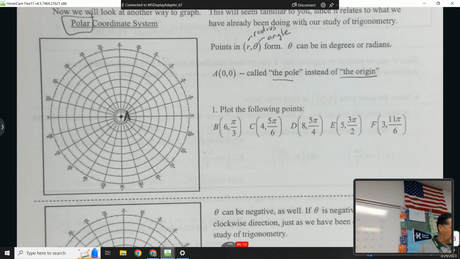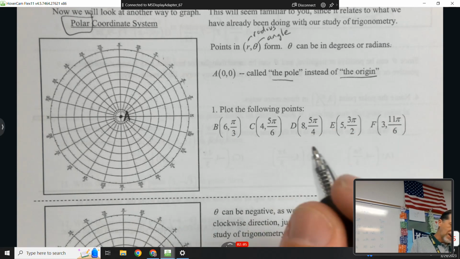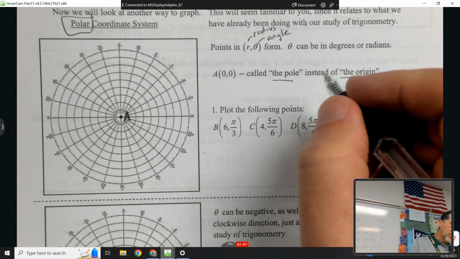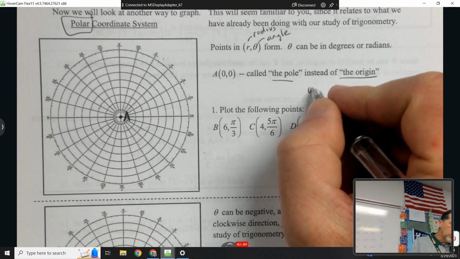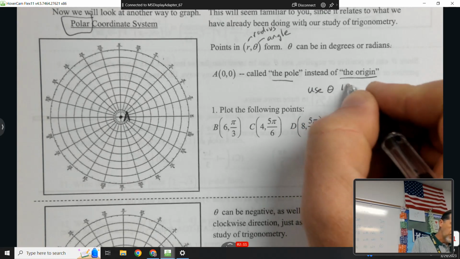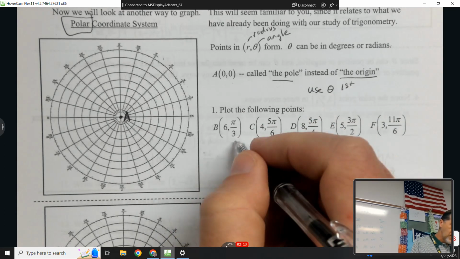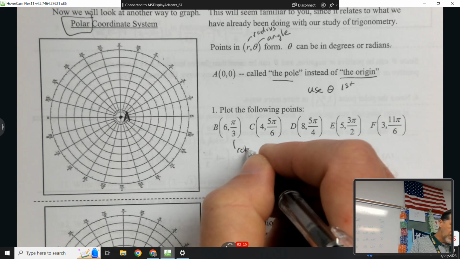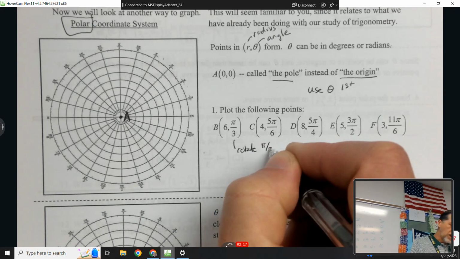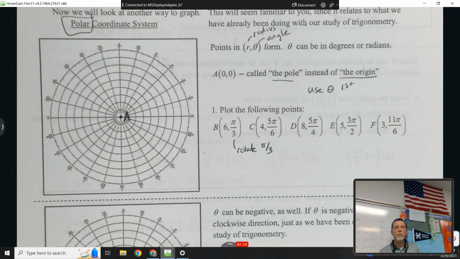Okay, graphing these, you've got to kind of adjust your brain. Your brain is so used to doing X and Y that you do it automatically. But this is not X and Y. This is R and theta. And usually it's best to use theta first. So that means we'll rotate pi over 3. So I'm looking for point B.